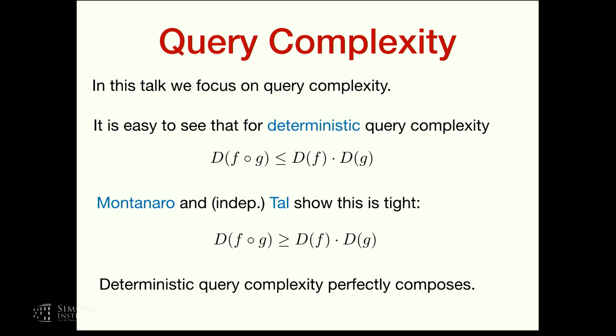So if you want an algorithm for f composed with g, you just run an algorithm for f. Whenever that f makes a query, then you go ahead and run an algorithm for g in order to answer that query, and then you keep going like that. So Montanaro and Tal, in 2 different papers, showed that this is actually tight. Okay, so for deterministic query complexity, we really have a perfect composition theorem. The complexity of f composed with g really is exactly the product of the complexities of f and g.